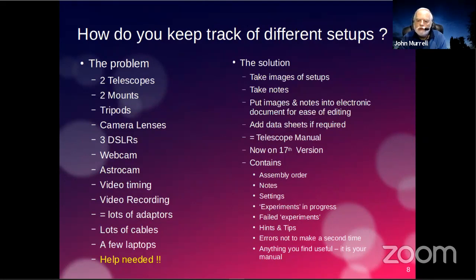I started making notes on pieces of paper and things. It all got very unmanageable. So what I ended up doing was creating a big document, at the time a Word document, which has now been moved to LibreOffice. Basically, it's a manual where I can put anything that's useful when I set up the telescope again. I've got images in there of how things are put together.